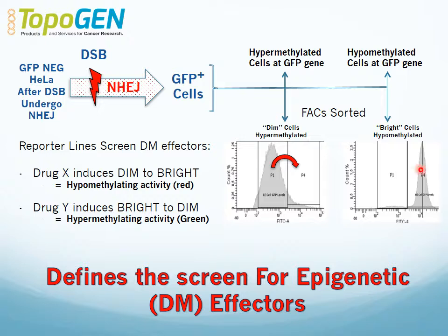You can do the reverse experiment by taking the so-called hypomethylated high expressing cells, or bright cells, and test for drugs that induce the conversion to a lower expressing level, as shown by this green arrow. So this would be generating the reverse effect. So this defines a screen for our epigenetic effectors. And what we've done is isolate these individual cell populations, and they can be used as reporters for other agents that induce revisions in imprinting or DNA methylation.